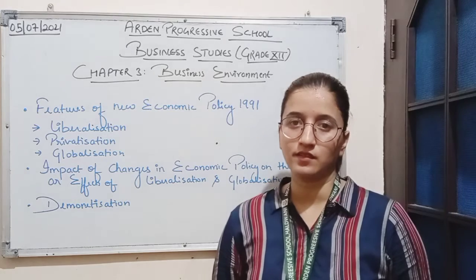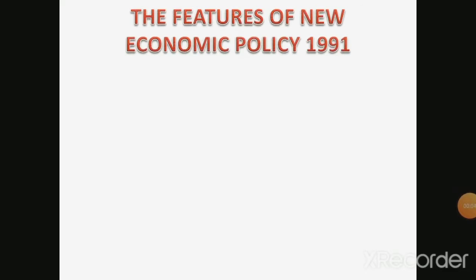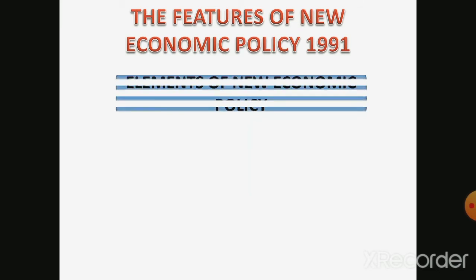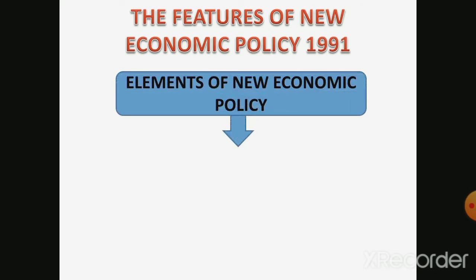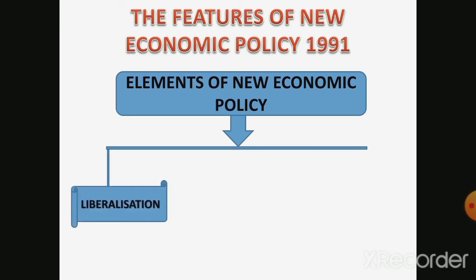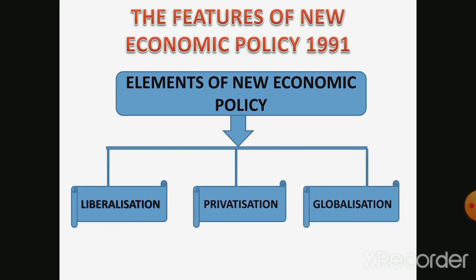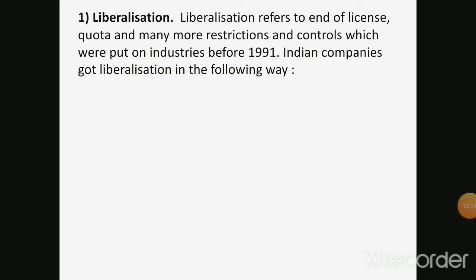So let's get started. We'll be discussing the features of New Economic Policy 1991, and under this we will discuss some elements of New Economic Policy. So there are mainly three elements. First is liberalization, second is privatization, and third is globalization. So starting with the first element, which is liberalization.